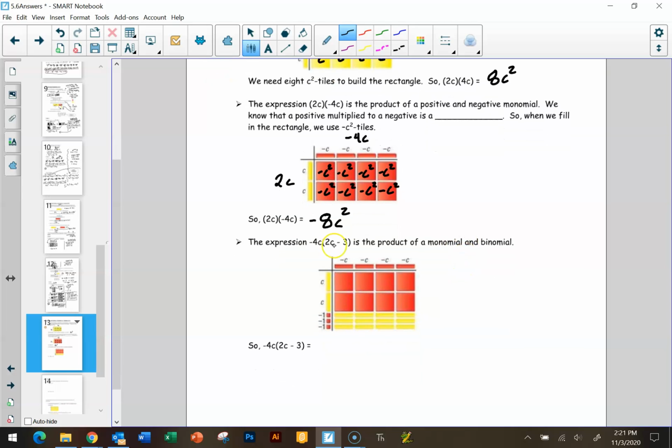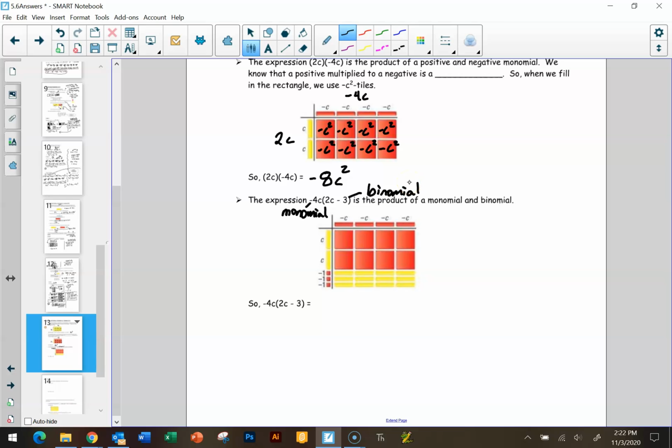Now you can also include constants in these. This is a binomial, 2c minus 3, and negative 4c would be a monomial. So I don't know if it helps you to write, that's a monomial, and that's a binomial, which makes it different than the first question, where both of them were monomials. But the same thing still applies. If we're going to start with what's in the brackets here, we've got 2 c's, and then our constant, we've got negative 3 of these little squares. Then on the top, this would be the 2c minus 3 part, and then on the top, we've got negative 4c. So we've got 4 negative c's.